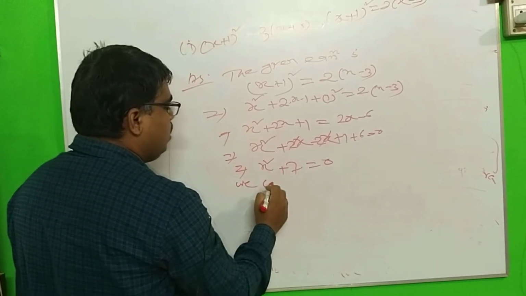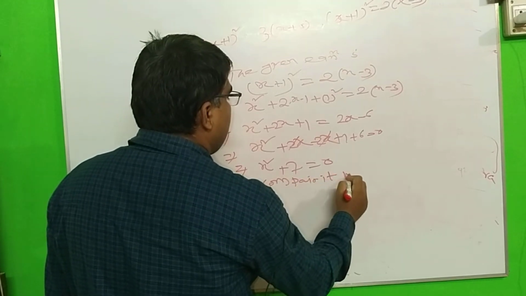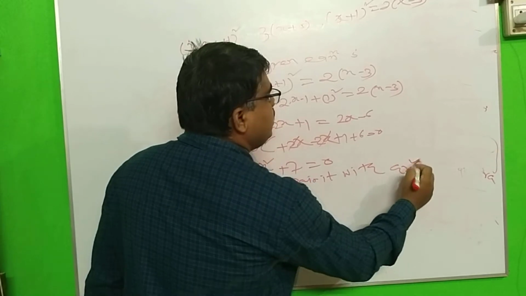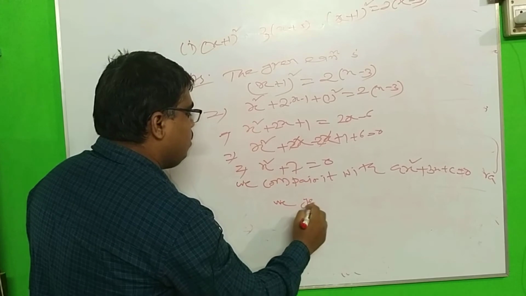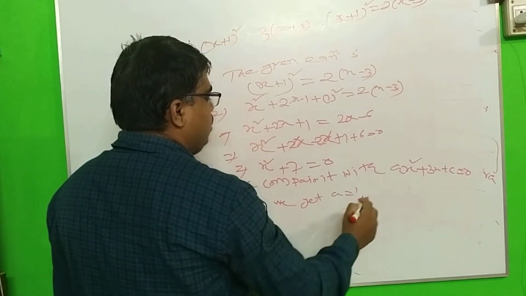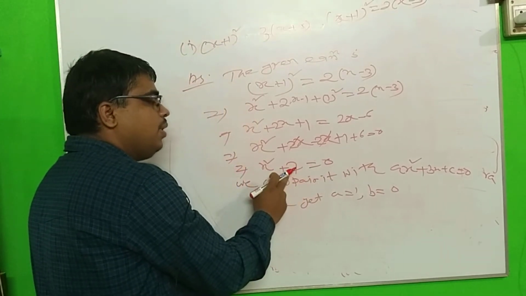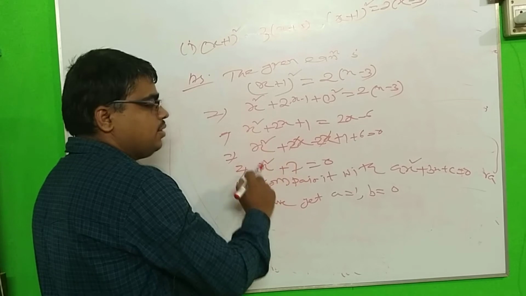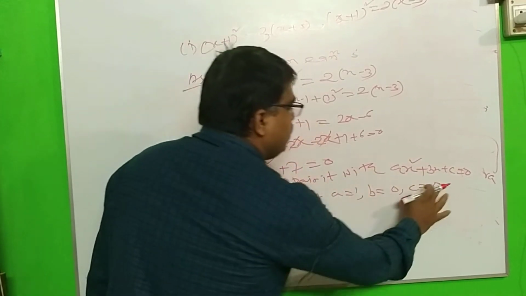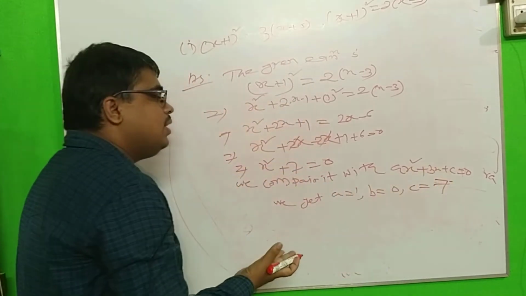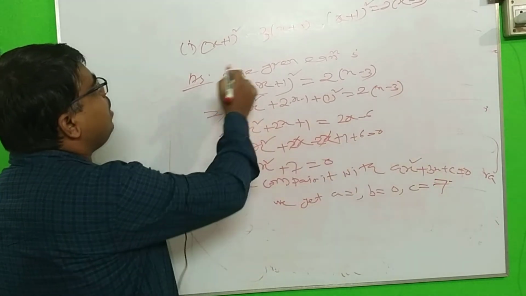We compare it with ax square plus bx plus c equal to 0. We get a equal to 1, b equal to 0, since there is no coefficient of x, and c equal to 7. This represents a quadratic equation. Is it clear?